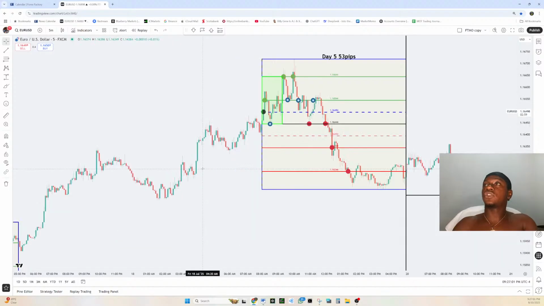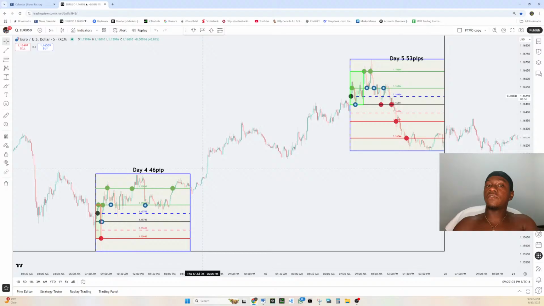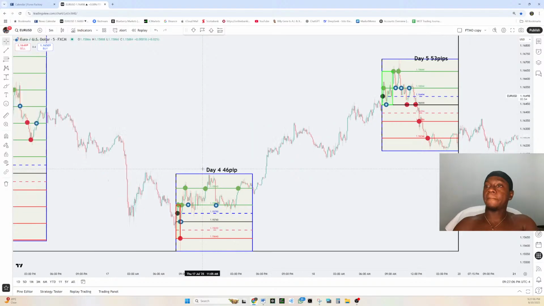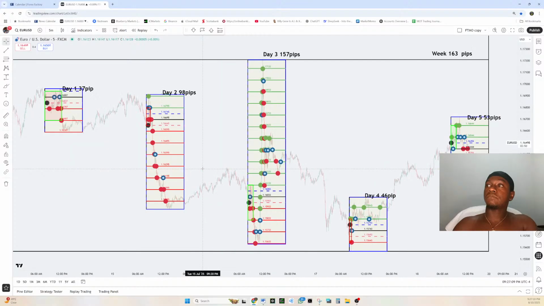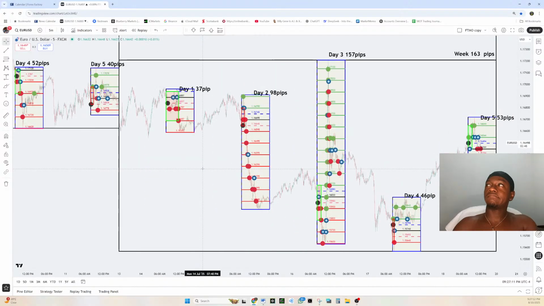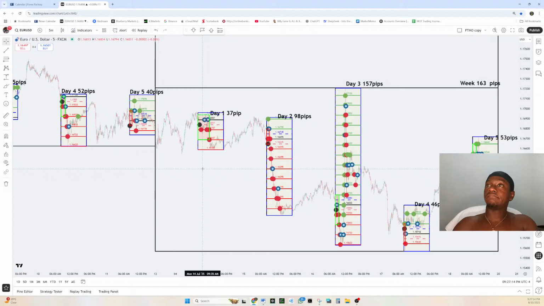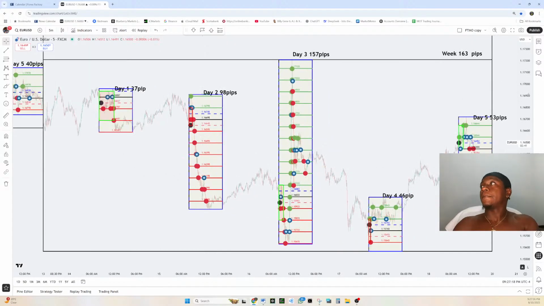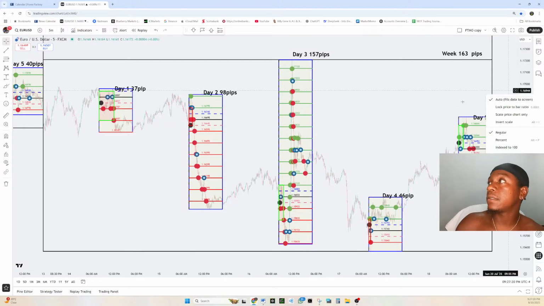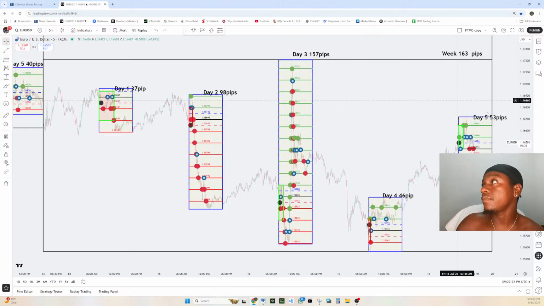All right, let's get a screenshot of the entire week of price activity. No, that's accurate. Just line up the day so it's not crooked.